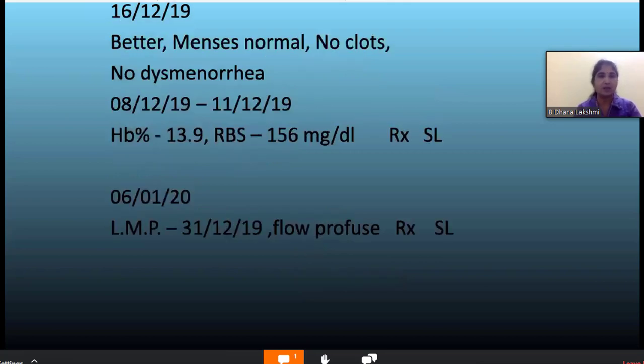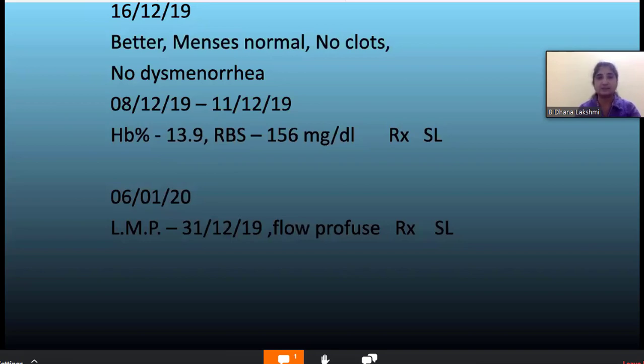Then on 16-12, right after 1 month 16 days, she was better, menses appeared, and it was normal, no clots, no dysmenorrhea. Her HB level was maintained without hematinics again, and the random blood sugar was being maintained. And by 6-1, she had cycles and the flow was profuse.